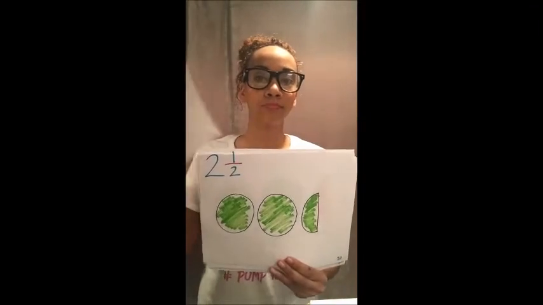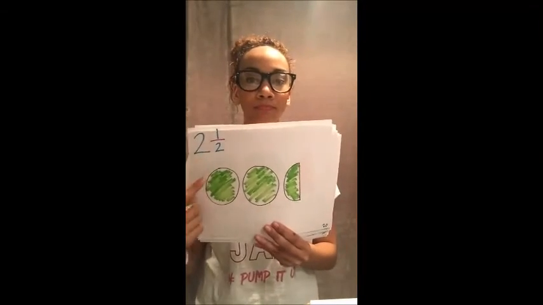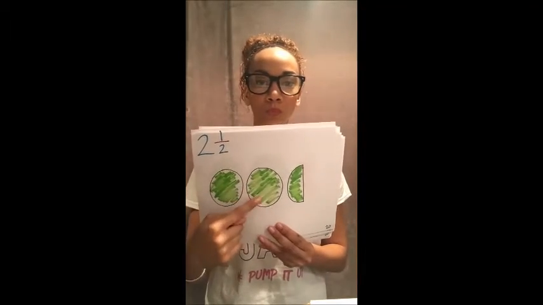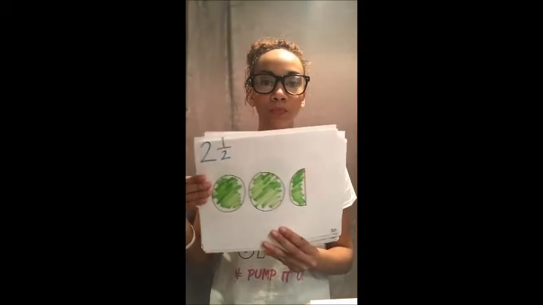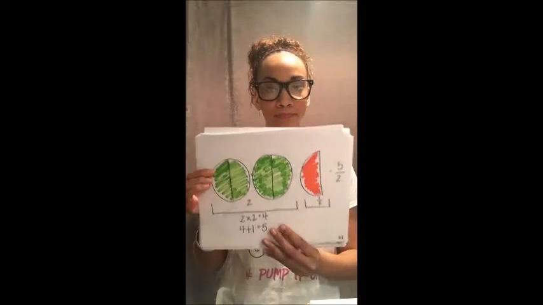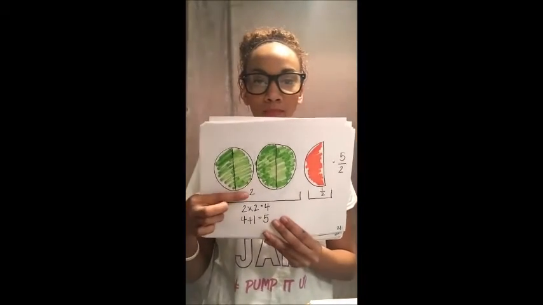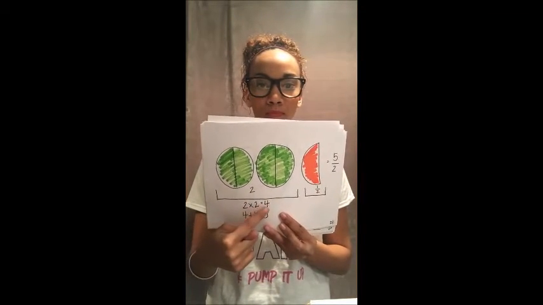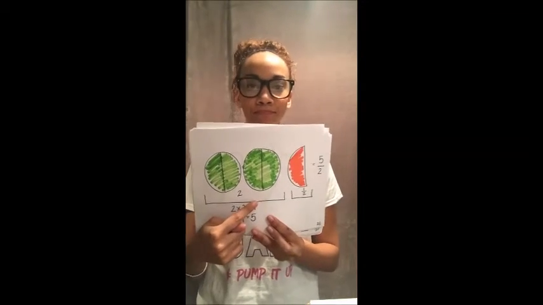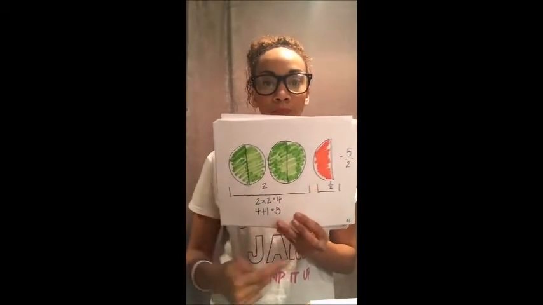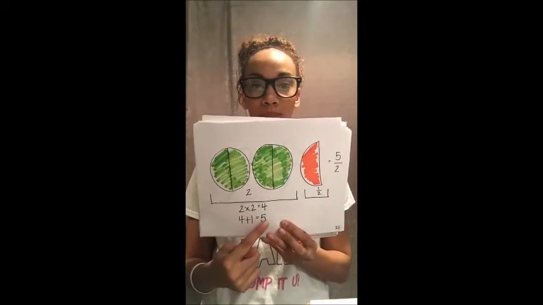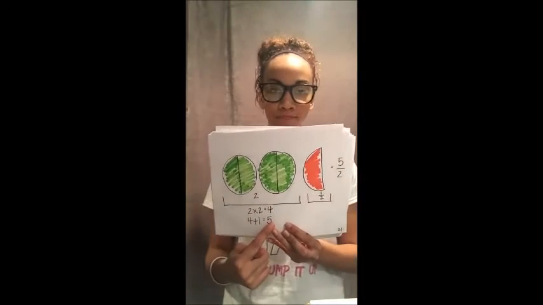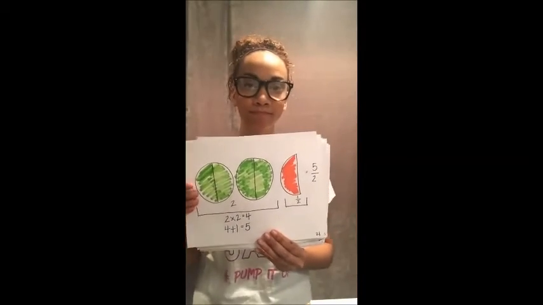If we had 2 and 1 half, we could see that in a picture we have 2 wholes and 1 half left over. To find out how many halves we have, I would need to multiply the 2 wholes by the 2 halves in each whole. This tells me there are 4 halves in the 2 wholes, but as you can see, we have 1 half still left over. 4 halves plus 1 more equals 5 halves. Therefore, I have a total of 5 halves, which is an improper fraction.